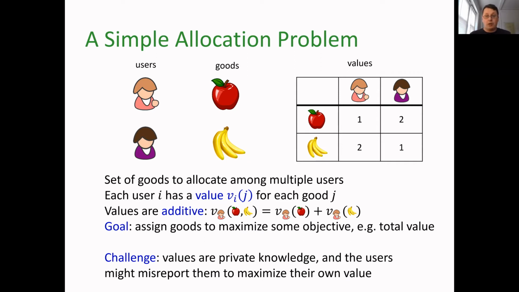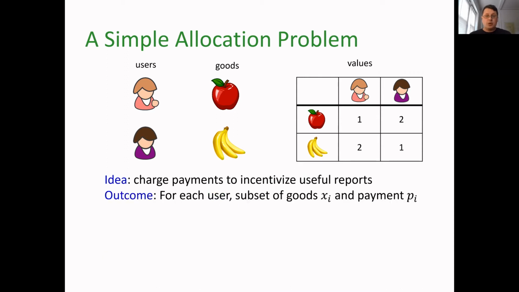The thing that makes this a little bit challenging is that those values aren't known to us. They're private knowledge to the users. And we assume the users are strategic and might misreport them to maximize their own gains. All right, this is where the game theoretic part comes in. There's a standard mechanism design solution to this kind of problem, which is to charge payments. So now as a designer, we're not just going to choose which subset of the goods each agent gets, but also how much they pay.